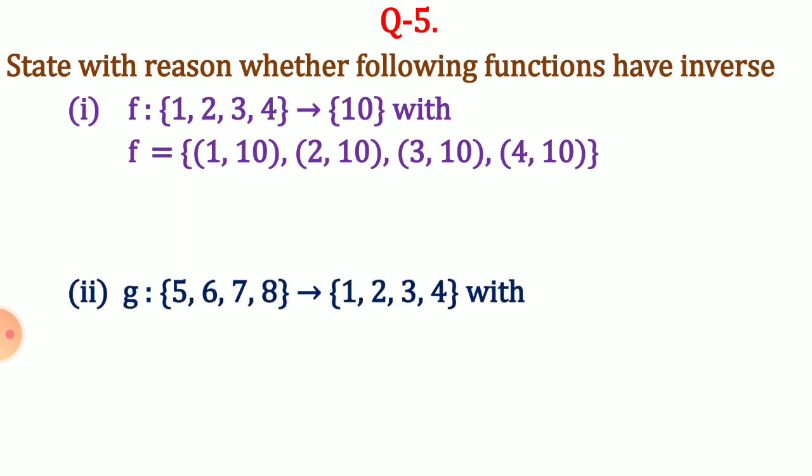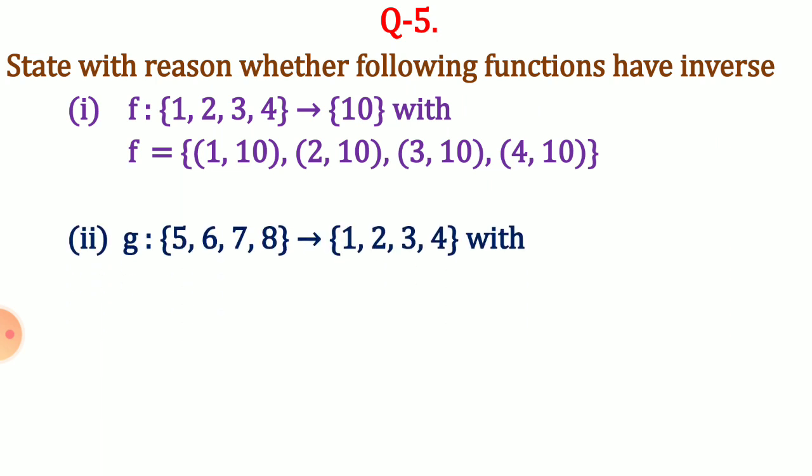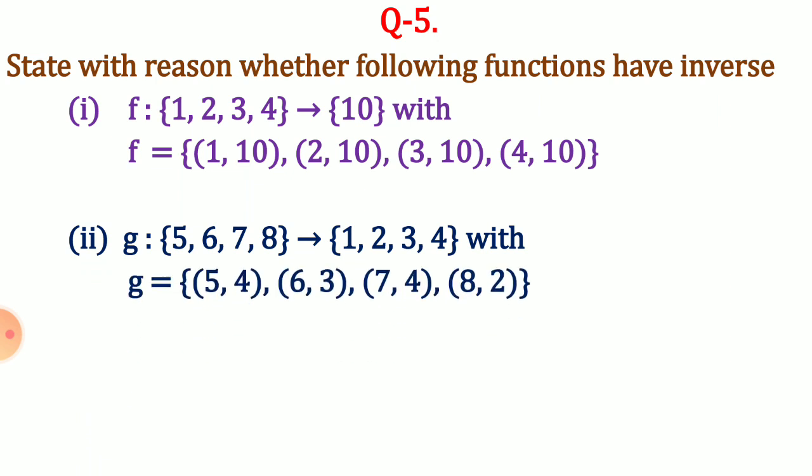Second, g from the set {5, 6, 7, 8} to the set {1, 2, 3, 4}. The domain of g is {5, 6, 7, 8} and the codomain of g is {1, 2, 3, 4}. We define g as the ordered pairs (5,4), (6,3), (7,4) and (8,2). First of all, check whether it is one-one and onto.